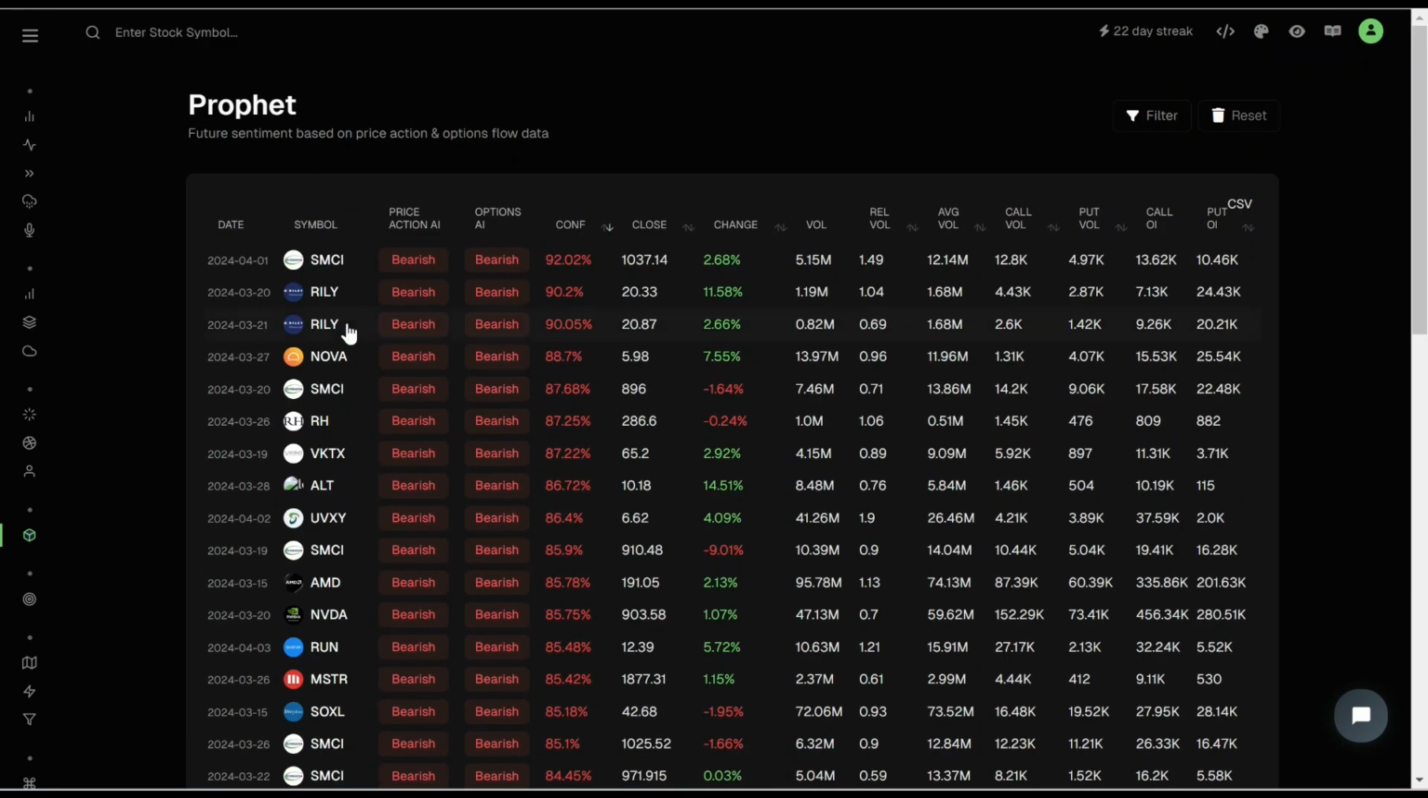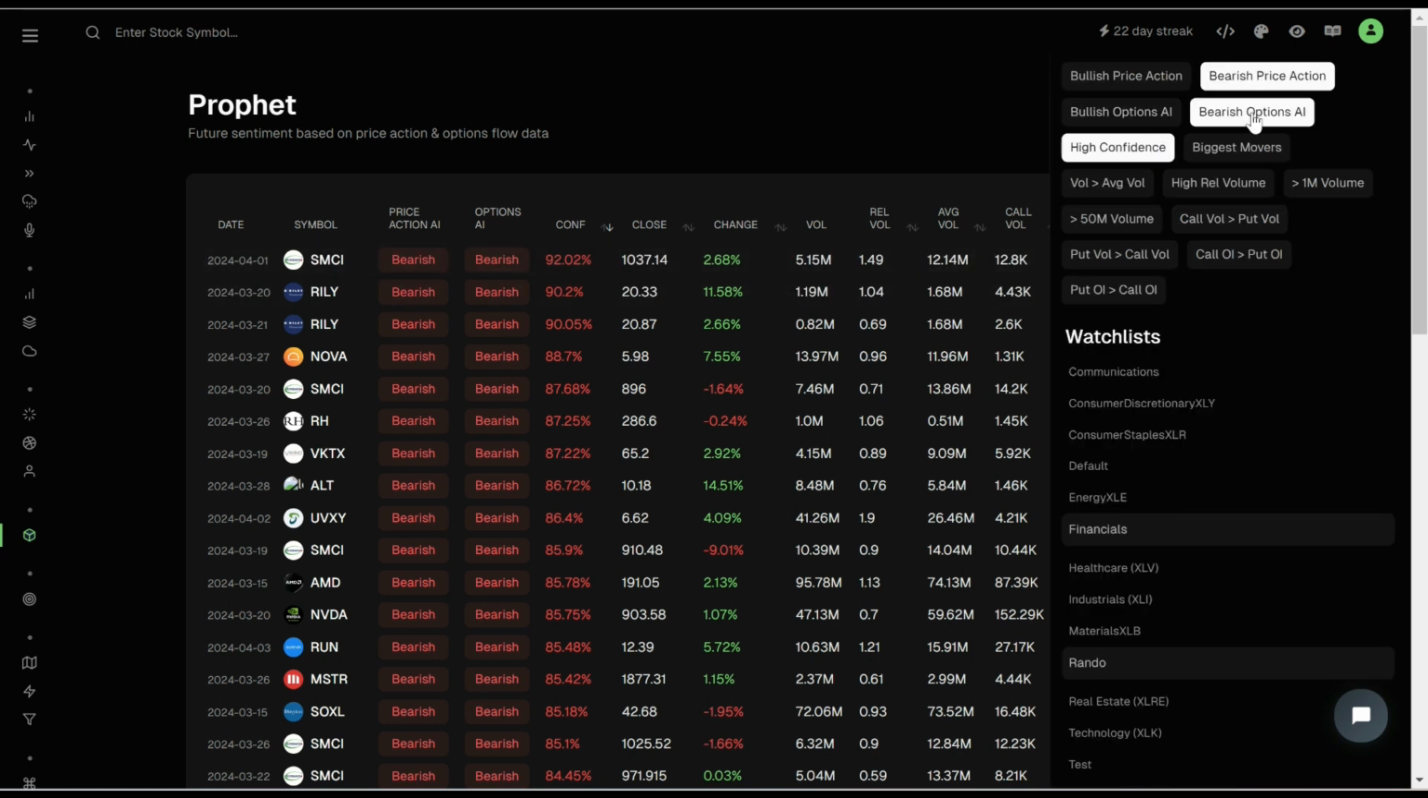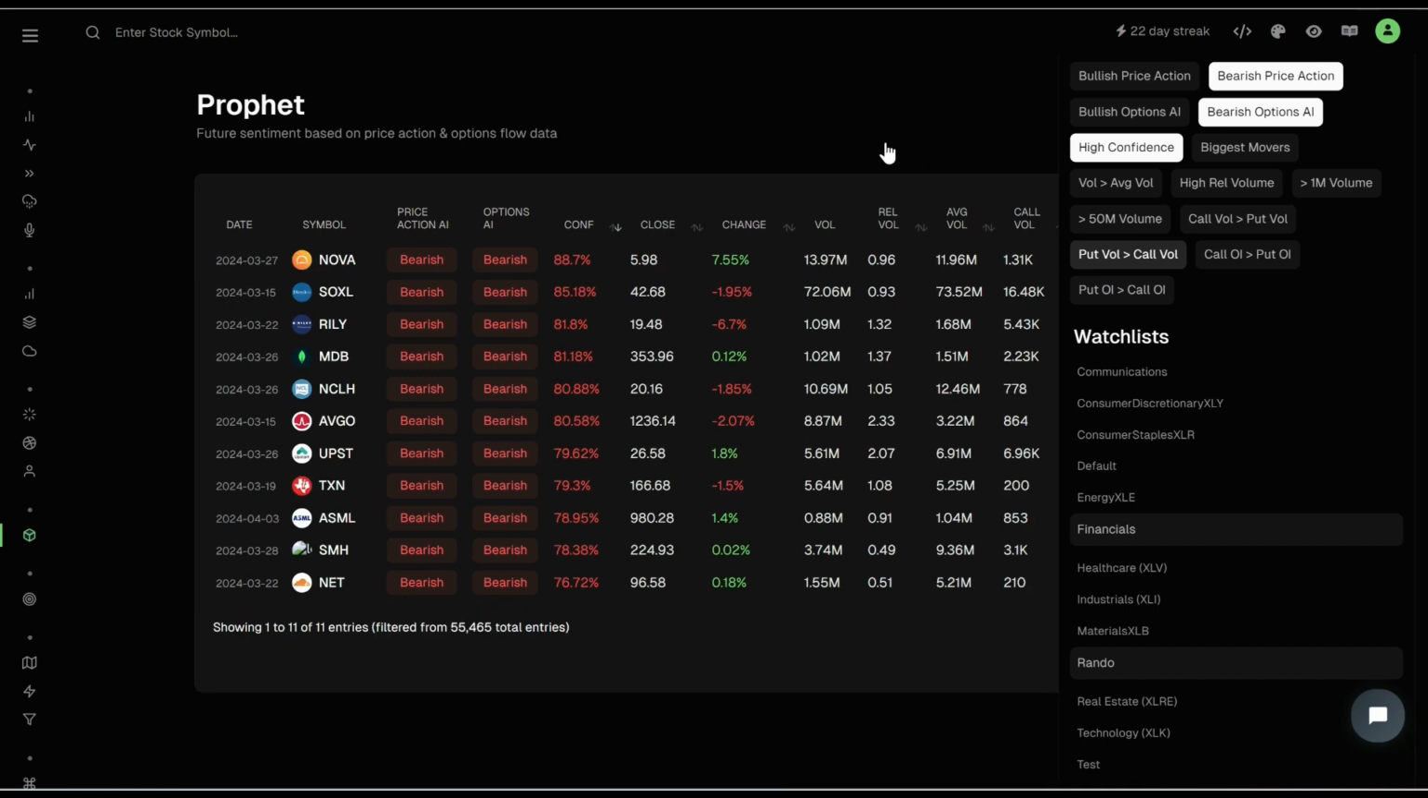So we're starting to see some of those same things, and you can sort by volume or relative volume. You can sort by their percent changes, their confidence, of course. It's sorted by that automatically right here. So you're seeing that it's really saying SMCI is starting to look a little bit bearish, which is interesting, right? It's got some bearish price action, it's got bearish options AI, and it's pretty high confidence. So we could also say put volume over call volume to whittle it down a little bit more.